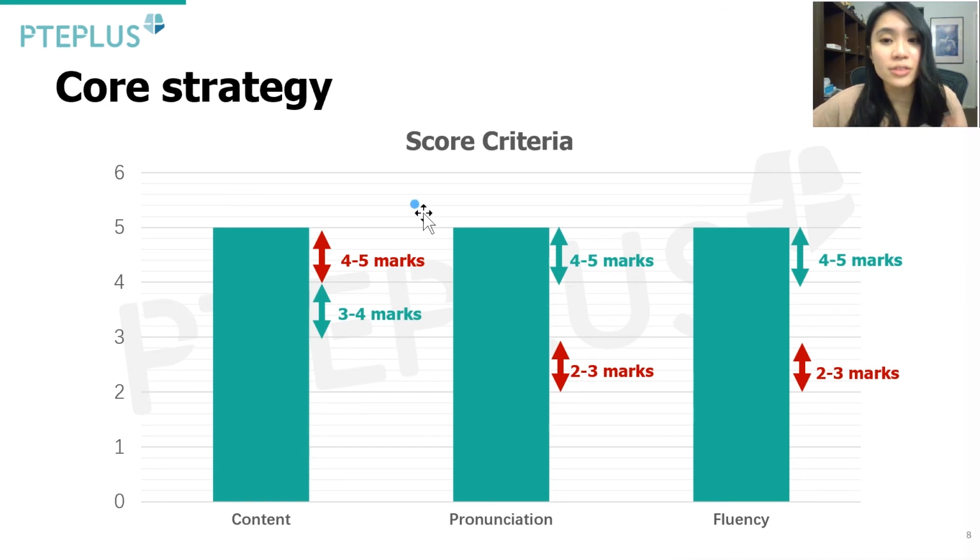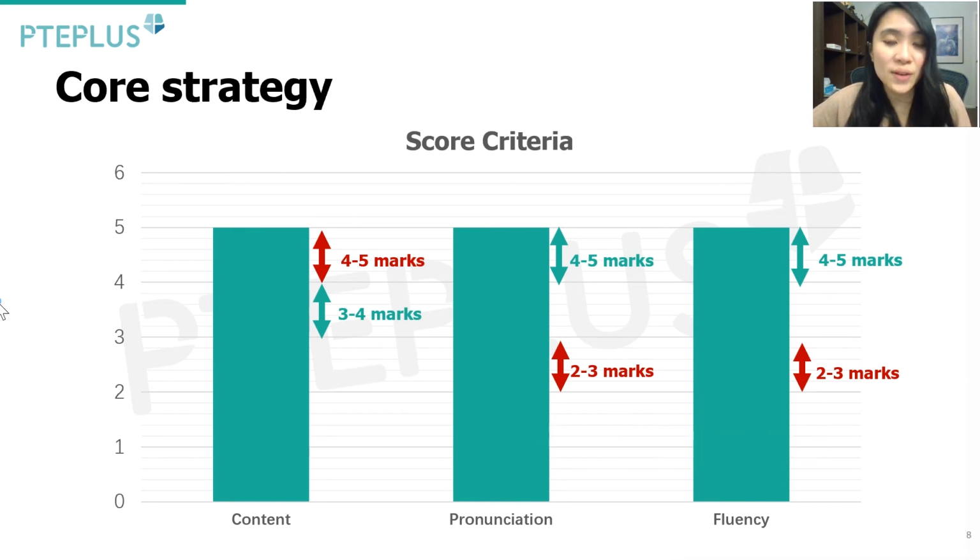Okay, so this is the core strategy that we're going for in Describe Image. We're keeping our content a bit simpler, a bit more straightforward, so that we can bring out these two criteria, which is pronunciation and fluency, and allow these two to score higher. And you can see that this strategy is going to get you an overall higher score in speaking rather than trying to squeeze a lot of content but overly sacrificing these two criteria.